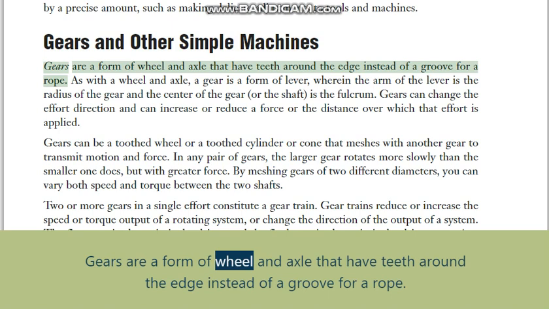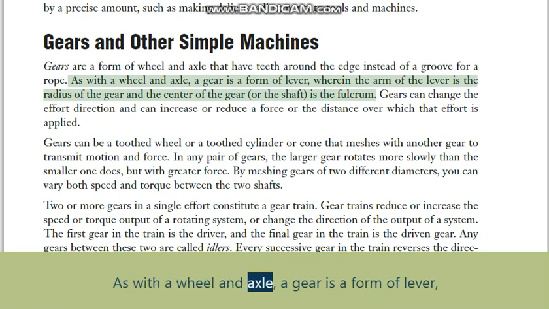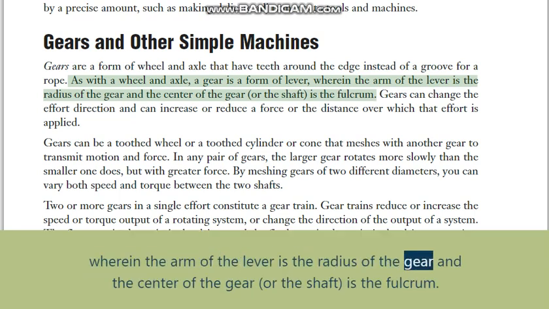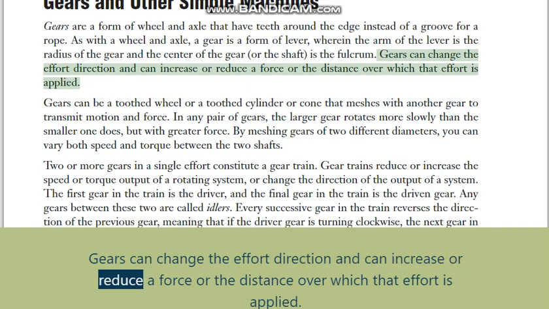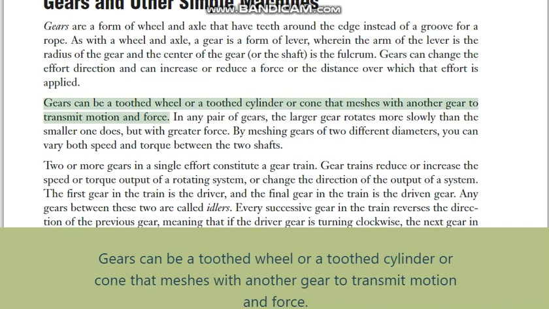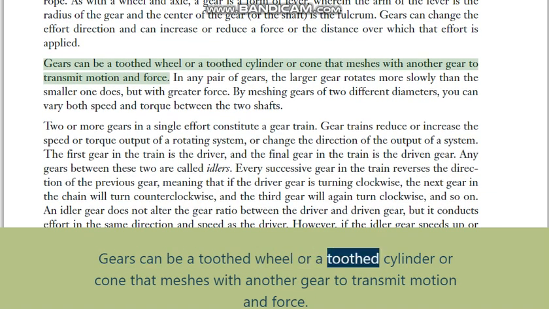Gears are a form of wheel and axle that have teeth around the edge, instead of a groove for a rope. As with a wheel and axle, a gear is a form of lever, wherein the arm of the lever is the radius of the gear, and the center of the gear, or the shaft, is the fulcrum. Gears can change the effort direction, and can increase or reduce a force, or the distance over which that effort is applied.